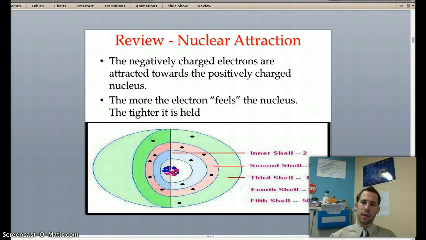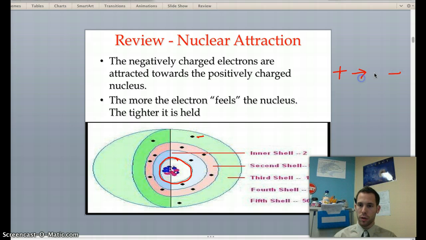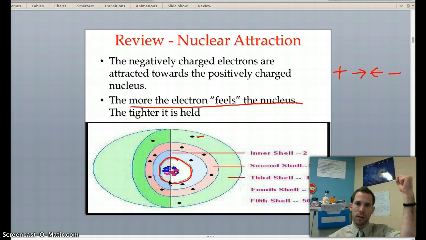You have to remember that in the center of our nucleus are positively charged protons. These positively charged protons attract our negatively charged electrons, and they're pulled towards each other. Now, the closer the electrons are to the nucleus, the more they feel the nucleus, and therefore the tighter they're held. The further away they are, the more they're shielded by the inner electrons, making it harder for the nucleus to pull the electrons in and keep them held tight.